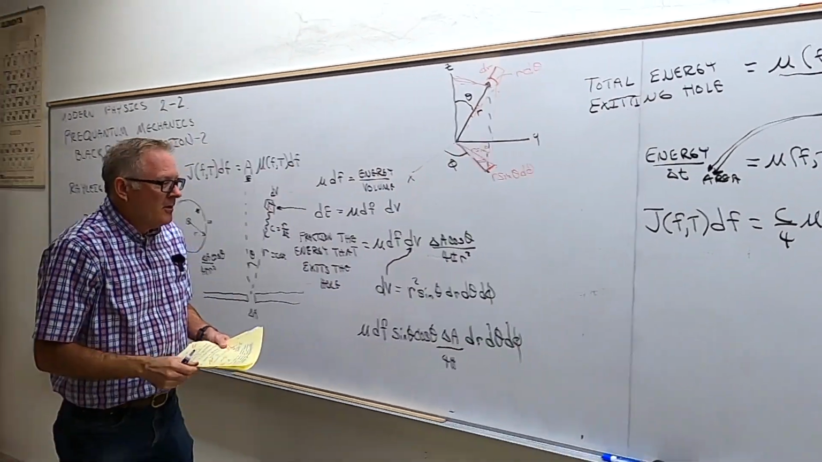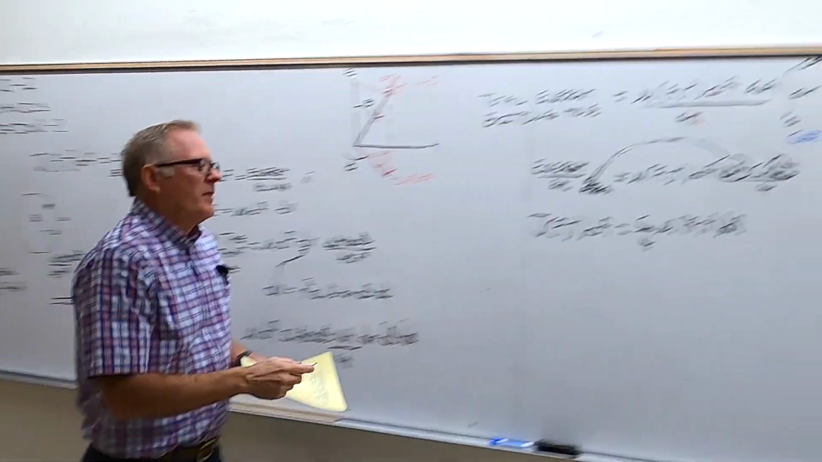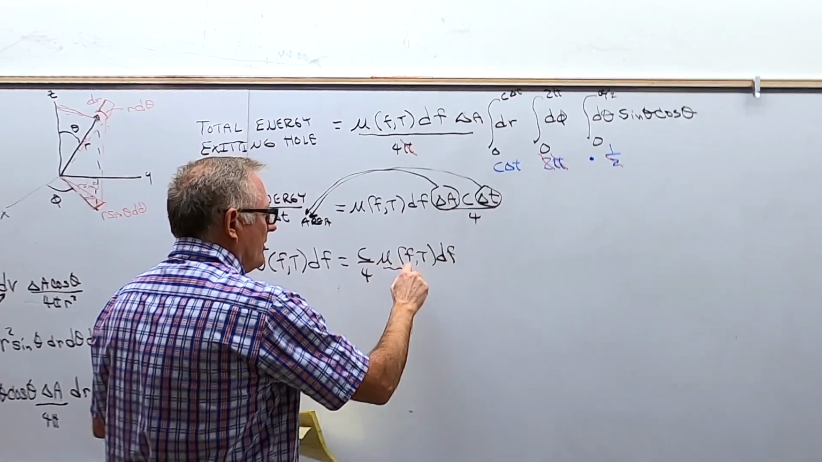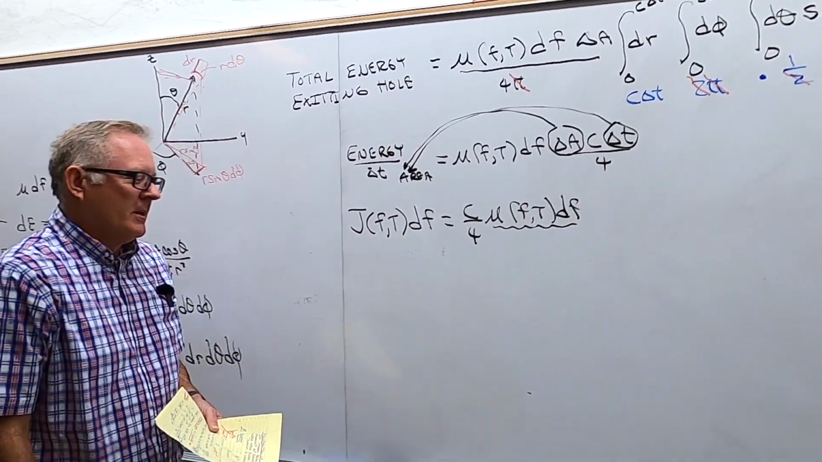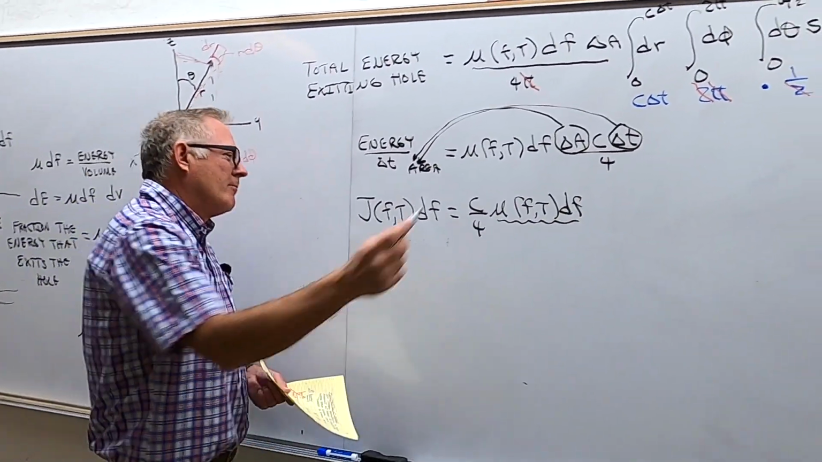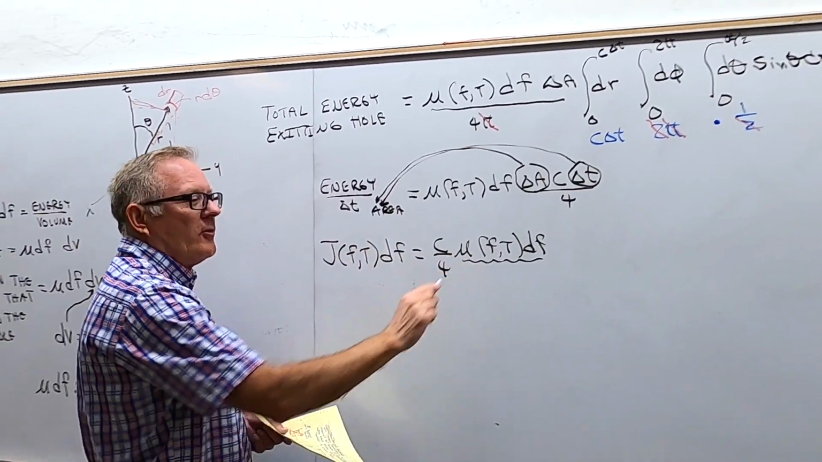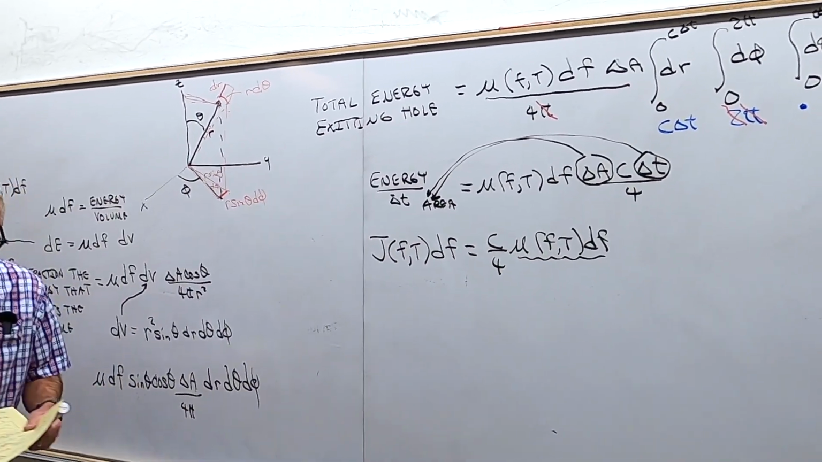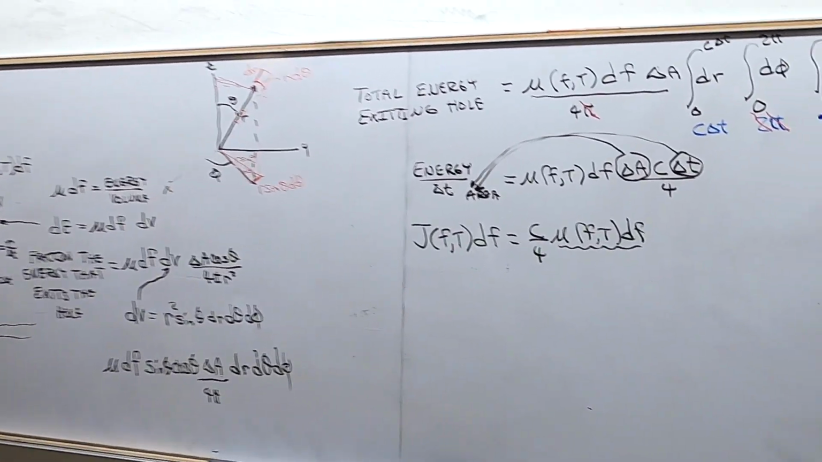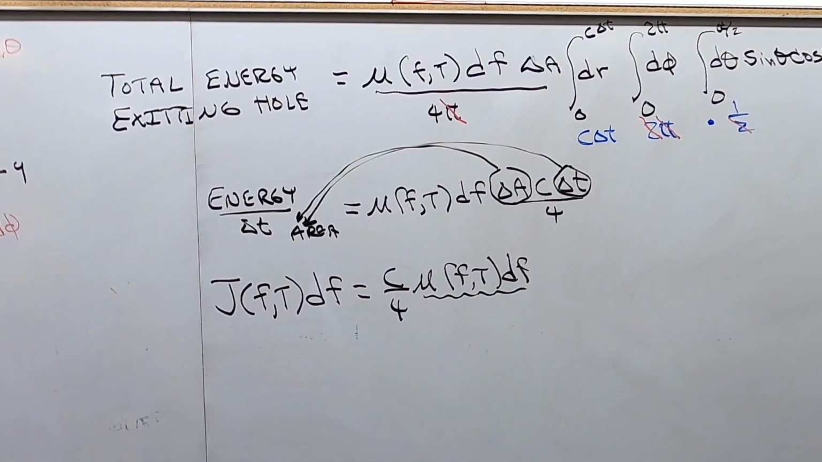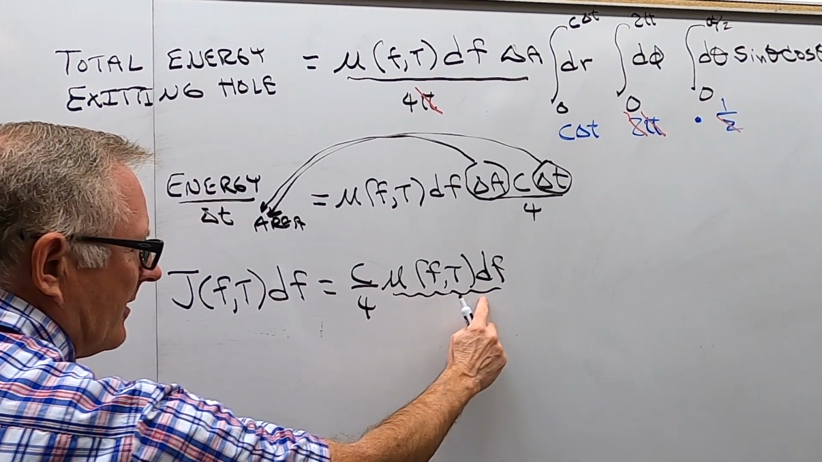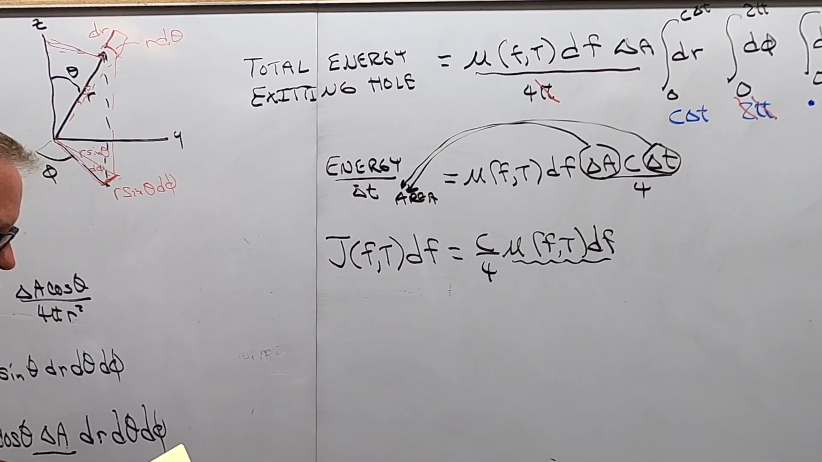Okay. So now we're going to work with that term. Once we solve that, then we can plug it in and multiply by C over 4 and we get our J right here. So how do we get this term? Now we're going to work with that term right here.